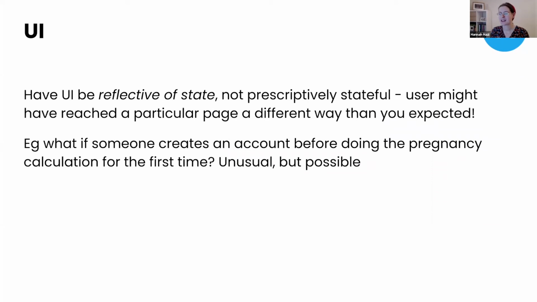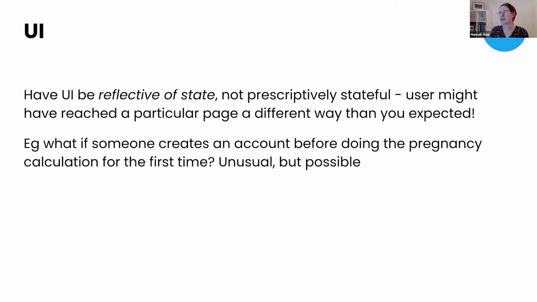Another thing that I realized is that UI should be reflective of state, not prescriptively stateful. I ran into a bit of an issue when I had a couple of people testing out my app, and one of them created an account before she did the pregnancy calculation for the first time, which I hadn't expected. I thought that first someone would do the calculation and get a little emoji result, and then they'd say, that's cool, I'd like to create an account to preserve this. But actually she logged in and created an account first. So I had to make sure to handle that kind of thing throughout the app.